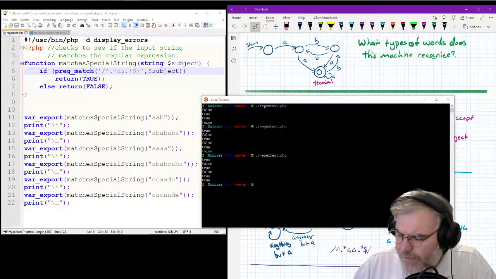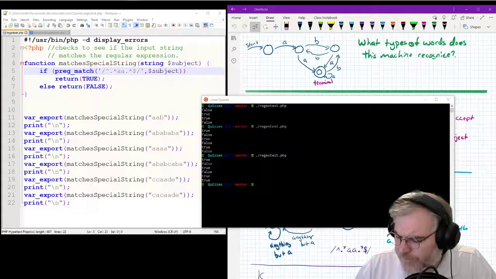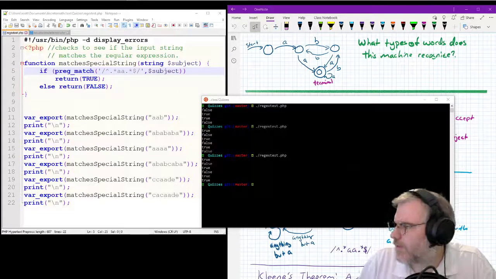Okay, so a word, a pattern, a regular expression. Every regular expression corresponds to a finite automata. There we go. Every regular expression corresponds to a deterministic finite automata.